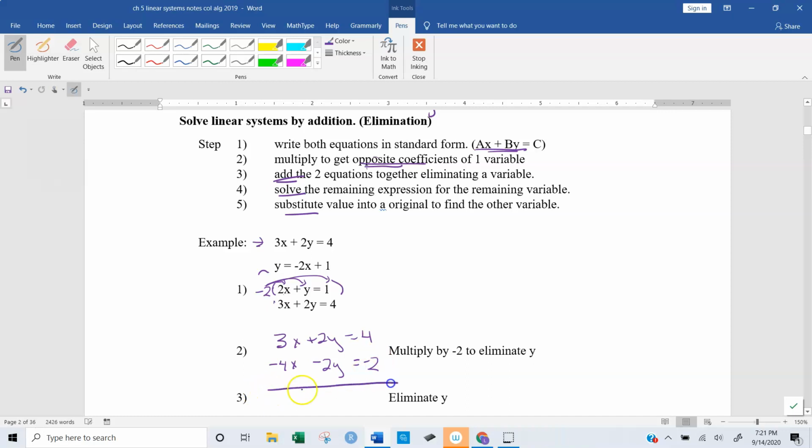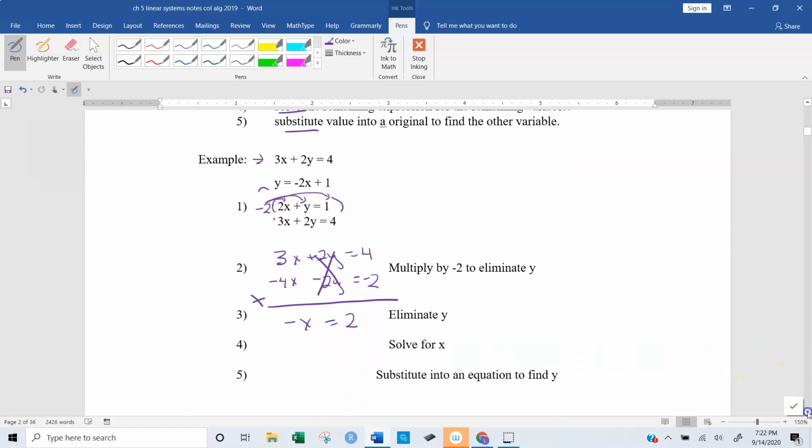After you have that done, you add the equations together. When you do this, one of the variables should drop out. So 3 minus 4, well, that's a -x. The y's are going to cancel, equals 2. Let's continue down here.